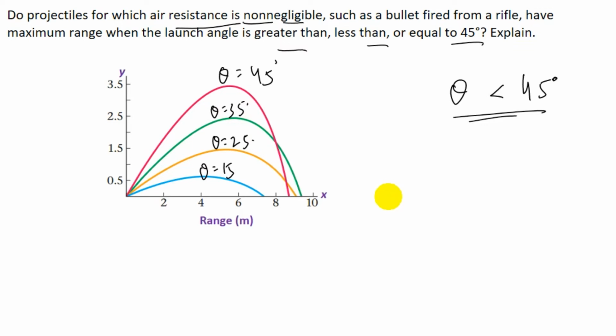And the reason is that for a smaller launch angle, the projectile is in the air for less time, giving air resistance less time to affect its flight. Thus, where air resistance is not negligible, the projectile should be launched at less than 45 degrees to have the maximum range.